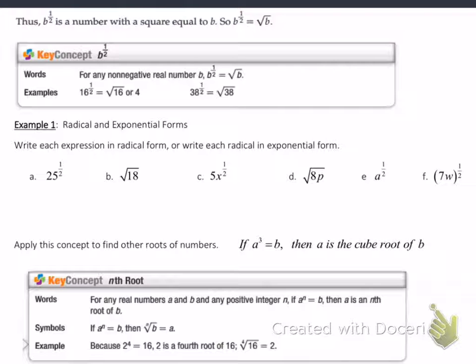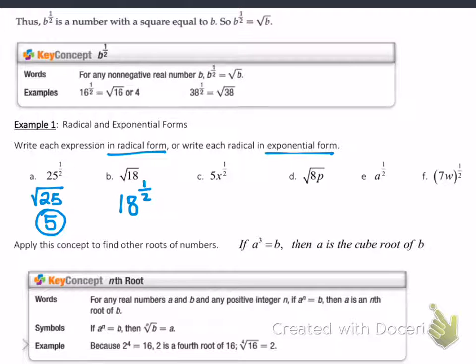The directions say write each expression in radical form, or write each radical in exponential form. So 25 raised to the 1/2, that's the same thing as square root of 25. And if you can evaluate it, go ahead and evaluate it. Square root of 25 is 5. For letter B, the square root of 18, so this one we have to change to 18 raised to the 1/2 power, and then that's it.